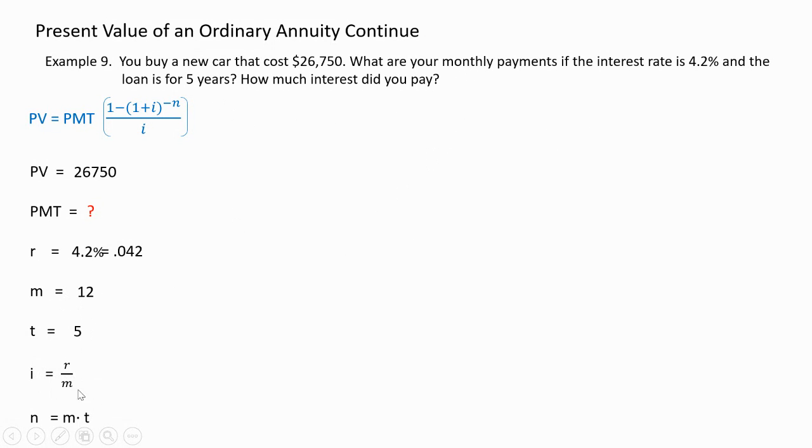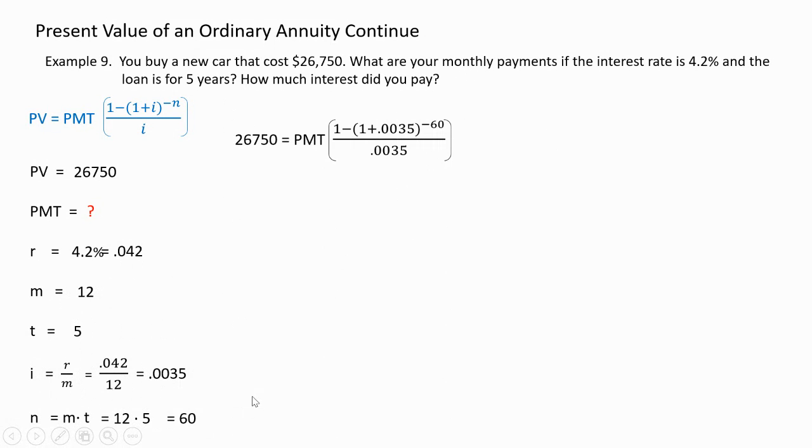So to find the value for I, it is going to be R divided by M. So 0.042 divided by 12 will give us something nice and definite. The N is M times T, which will be 12 times 5, which will give you 60. I will just plug it in the calculator, right? Plug it in the formula.